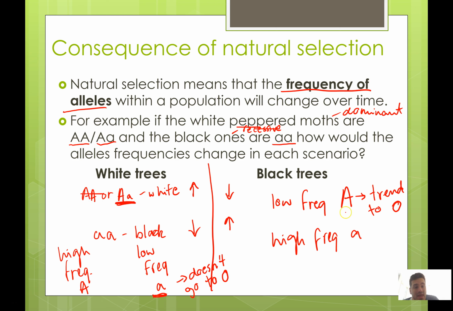The big A, on the other hand, always has to show up. If it's present, the big A has to show up. So in both of these cases, we have a white moth. But in this case here, as much as we have a white moth, we still have the available little a allele. Okay, and that's why recessive traits don't just disappear from a population, but dominant traits can disappear from a population.